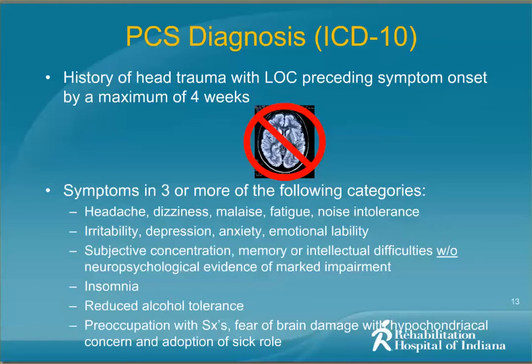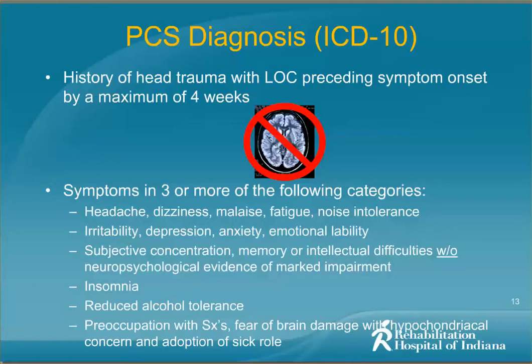Here, the ICD-10 defines it as a history of head trauma with loss of consciousness preceding symptom onset by a maximum of 4 weeks. So you can't assume that someone who had a concussion 6 months ago and is now just saying, I developed these symptoms within the last week, we're not going to call that post-concussive syndrome because we can't link that to the actual head trauma. So the symptoms have to emerge within 4 weeks in order to be considered possibly related.